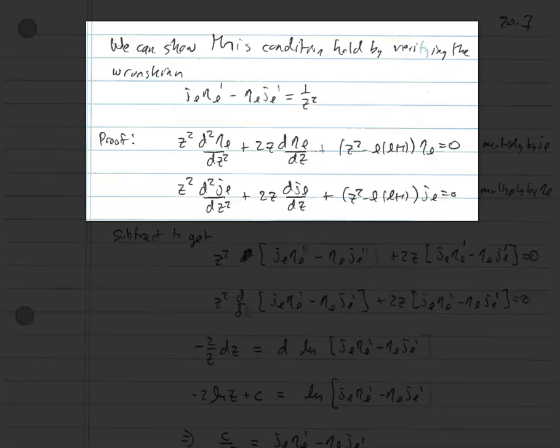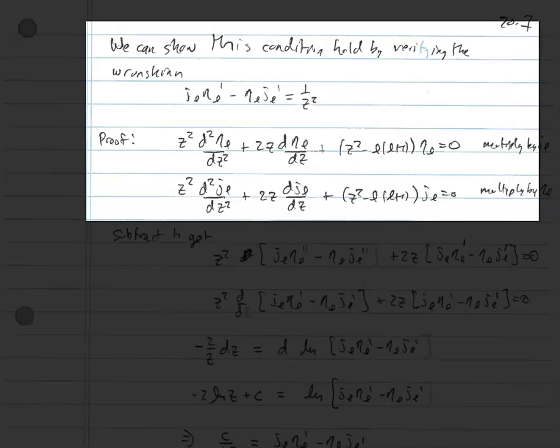It takes the form z squared d squared A_l/dz squared plus 2z dA_l/dz plus (z squared minus l times (l plus 1)) A_l equals 0, and a similar equation for the j_l. I'm going to multiply that top equation by j_l and the bottom equation by A_l, and I'm going to subtract them.